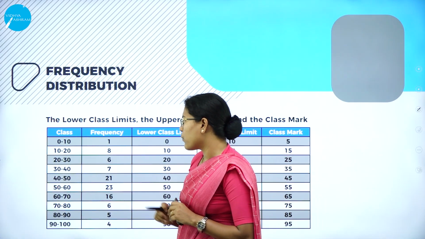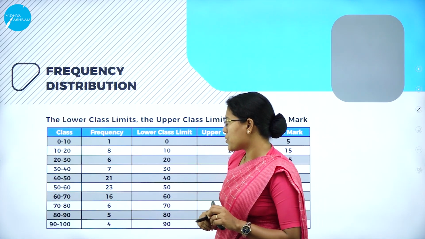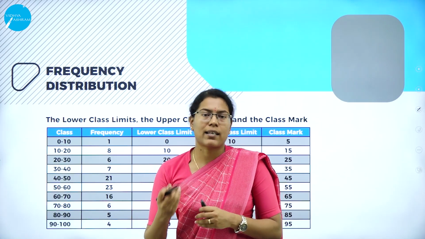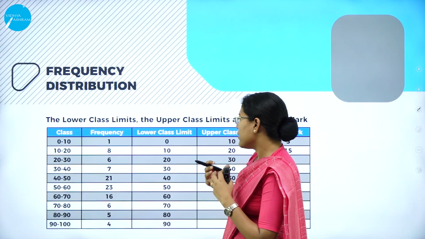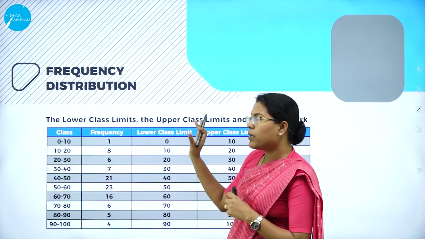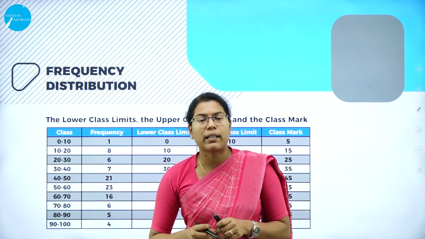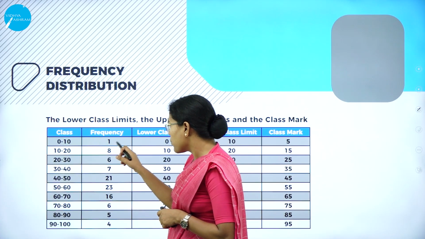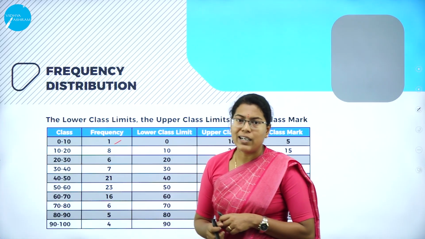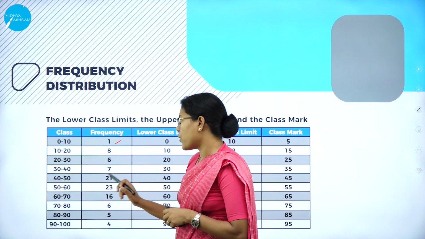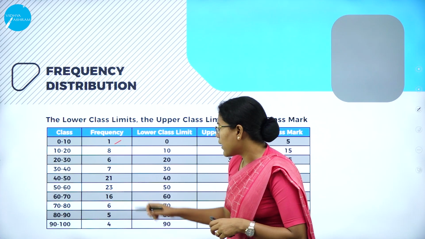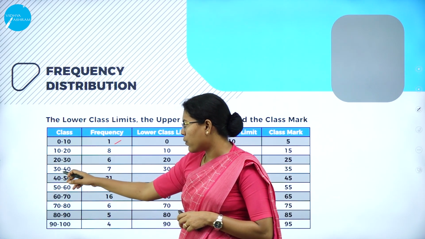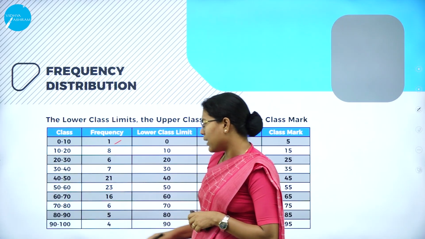And next is frequency. Frequency here refers to the number of times one particular thing has occurred. Say if we think this is an example of marks obtained in a subject called mathematics from first PUC students, then there is one student who has scored from 0 to 10. There are 8 students who have scored from 10 to 20. There are 6 students who have scored from 20 to 30. There are 7 students who have scored from 30 to 40, like that.